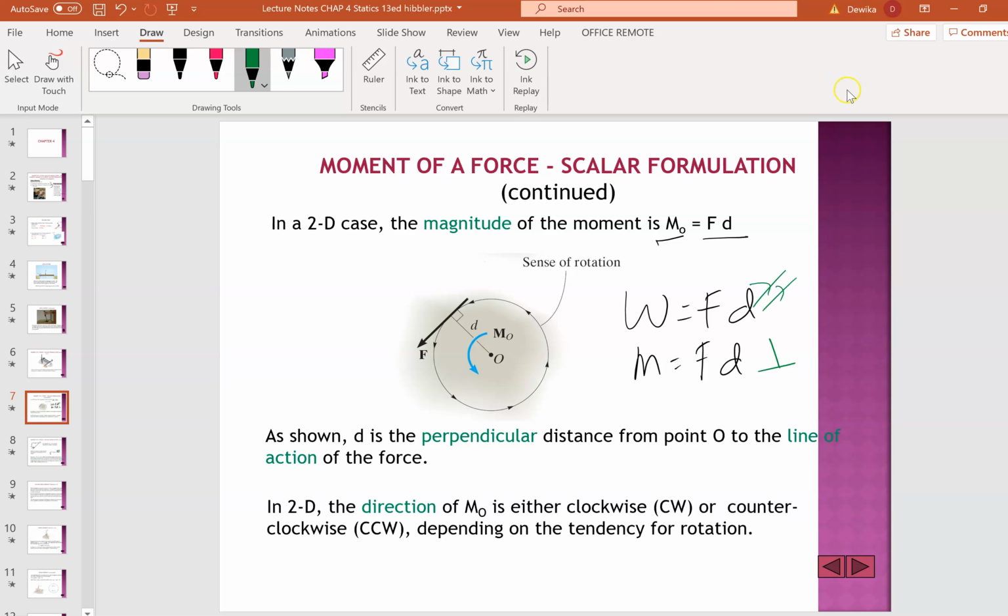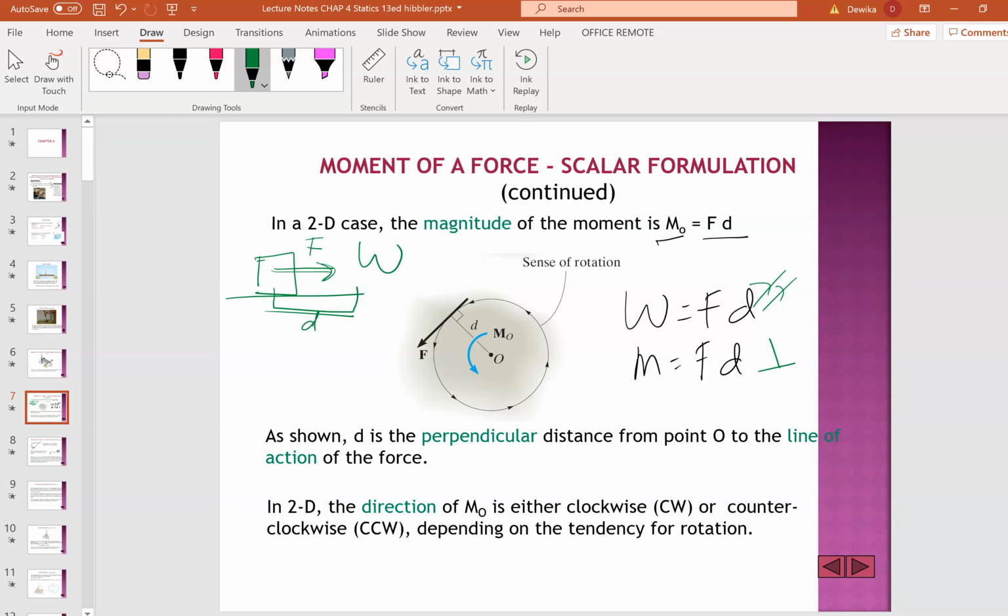Let me explain here to you. For work, let's say you have a box on a floor, then you have a force dragging it, and this would be the parallel distance. So force in the direction of distance, this is work.